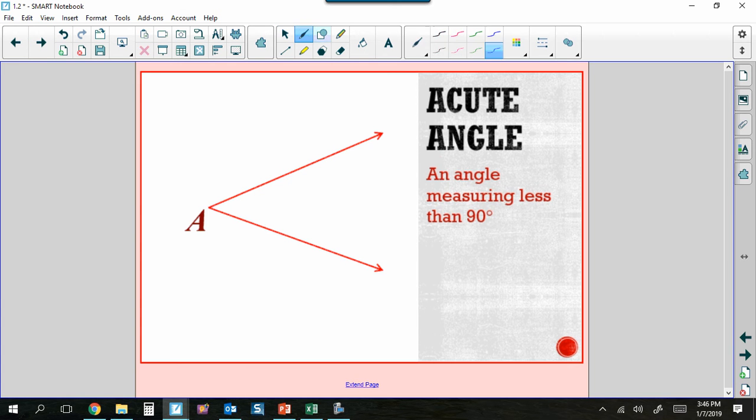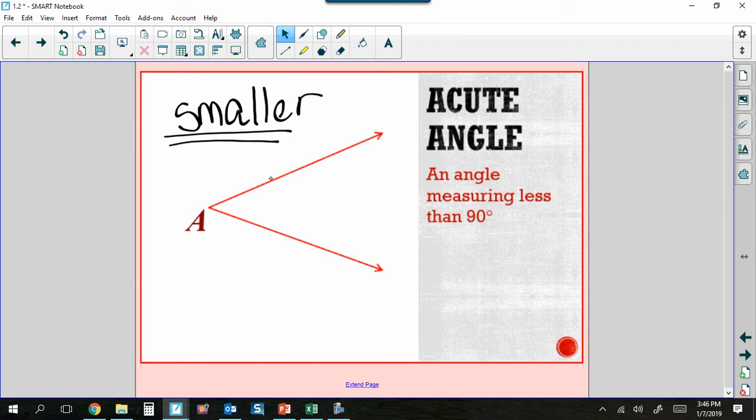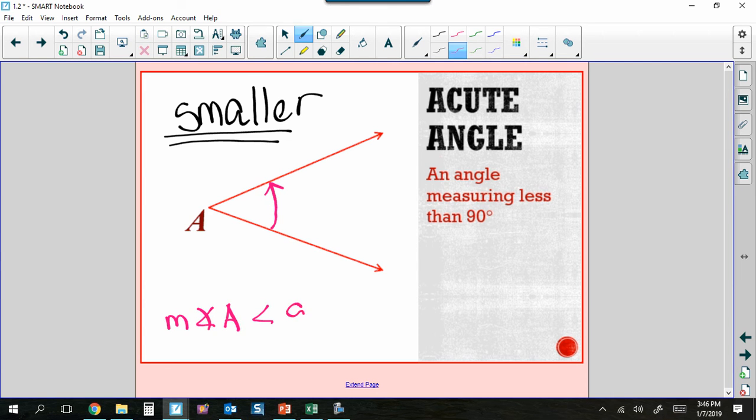It is going to be a smaller angle. And when we talk about smaller, we are not talking about the length of the ray. Remember, a ray is infinite, so it doesn't matter how long you draw them. Okay? We're talking about the space between the rays, or think of it as the amount of how much it opens. How much it's opening, the space in here. That's what we're referring to as far as smaller. So we're going to say that the measure of angle A is going to be less than 90 degrees.